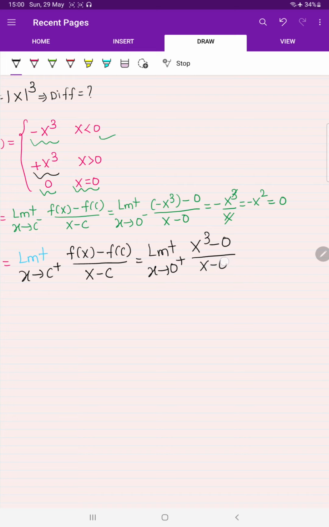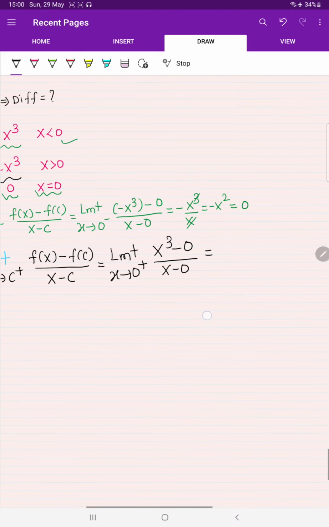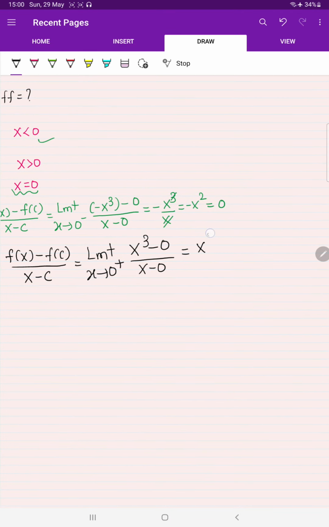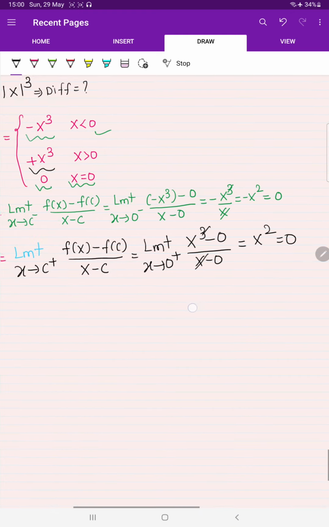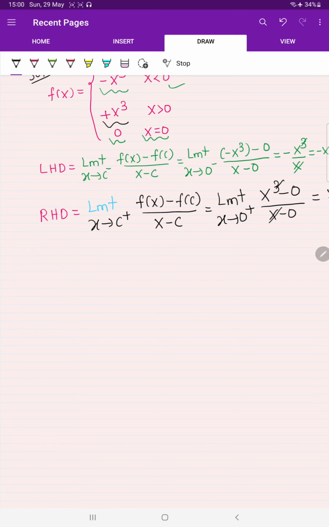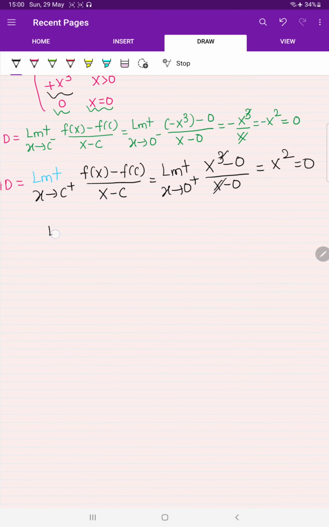What is the conclusion? Once again, if I simplify this, it will become x power 2 because one x will get cancelled out. Anyway, x is approaching 0 only. This will also become 0. What is the conclusion? Sir, it is clearly visible that the value of the left hand side derivative and the right hand side derivative are equal to each other because both are approaching 0 only. So, the conclusion is the given function is differentiable.